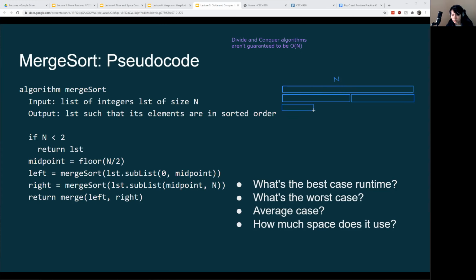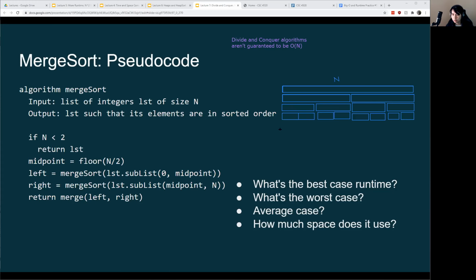Now, if you keep splitting them in half each time, the first layer, we're going to have 2 elements of size n over 2. The second layer, we're going to have 4 elements of size n over 4. The third layer is going to be 8 elements of size n over 8. You can kind of see where this pattern is going.